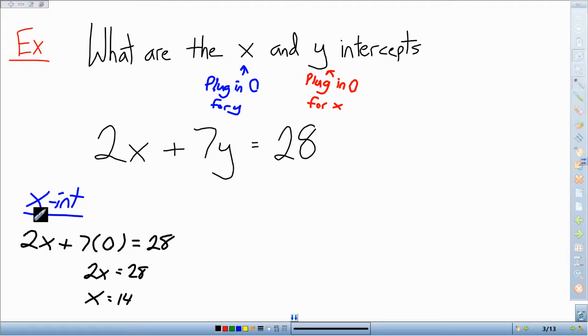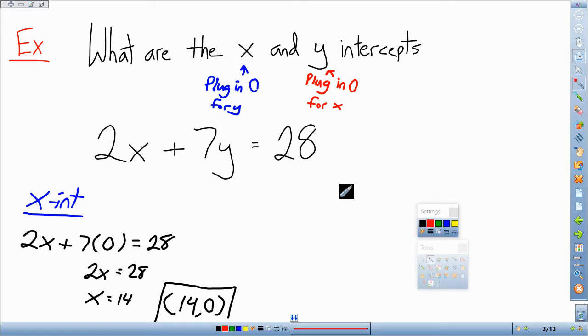Okay, so our x-intercept is at 14, but let's actually write out the coordinates of it. So that means it would actually be at 14 on the x, 0 on the y. This is actually the coordinates of our x-intercept. I like that answer better than just x equals 14. Okay, let's do the same thing for our y-intercept.